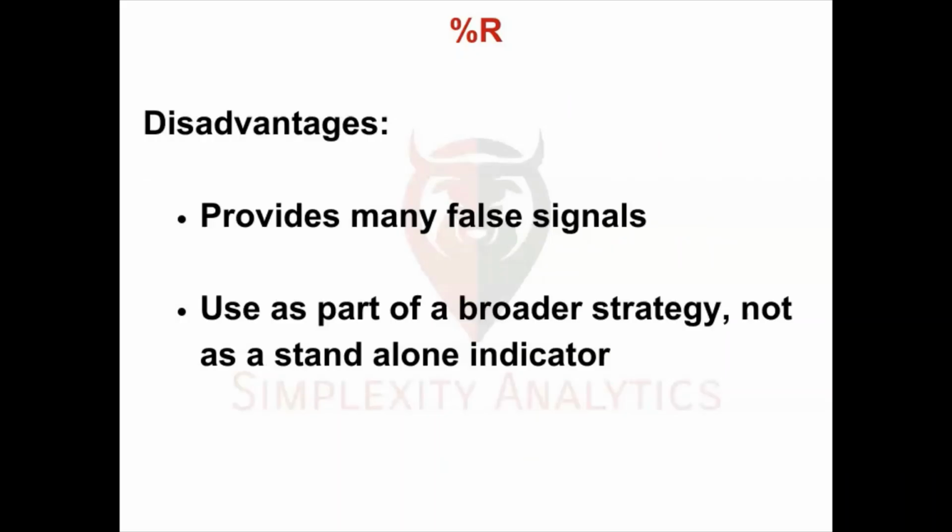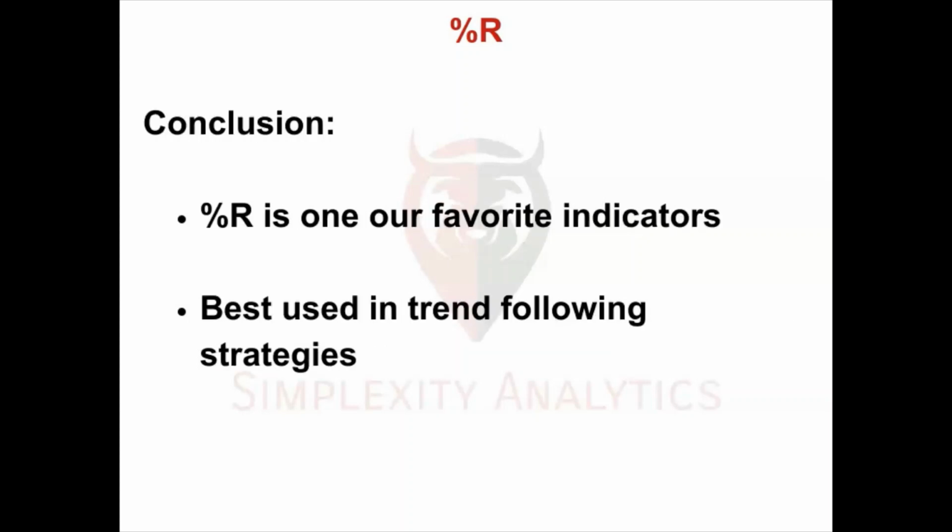The disadvantages of percent R is that it produces a lot of false signals. This is why we need to use the trend to help us filter those out. Percent R is also an indicator that needs to be used in conjunction with or part of a larger trading system rather than just simply a standalone trading signal.